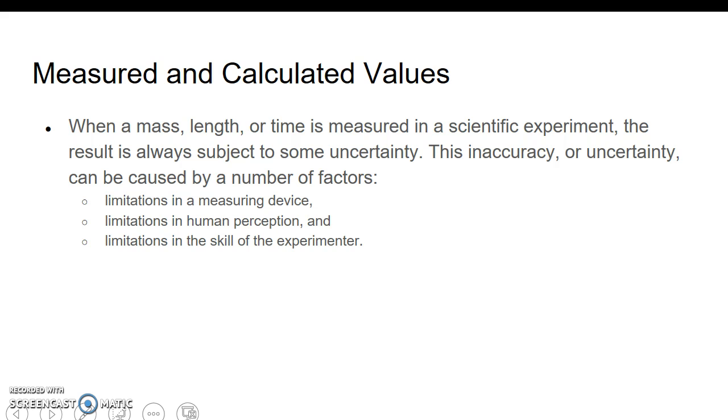Okay, measured and calculated values. A measured value is always something that we get when we have a device that does the measuring. Now there's always going to be bias, or there's always going to be things that we don't see. So inaccuracy of measurements, uncertainty in measurements, and the factors that can cause this, as you can read, limitations in device, limitations in us, our eyes, and limitations in our skill of actually making the measurement.